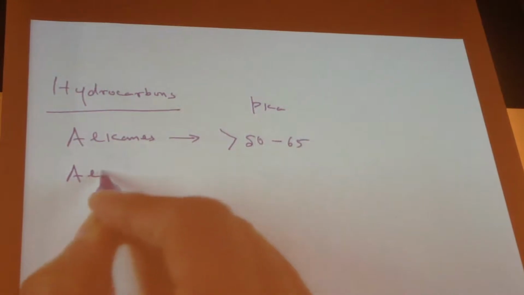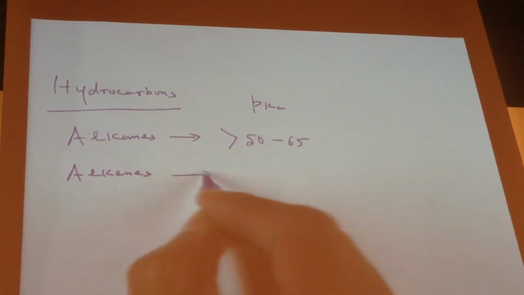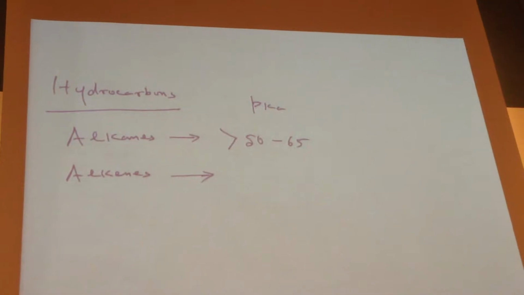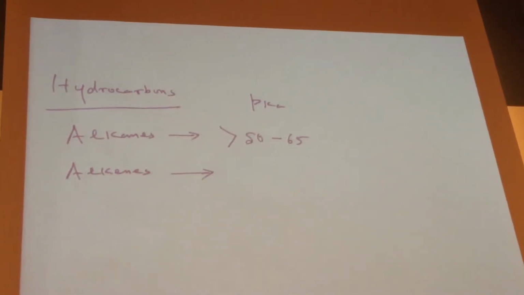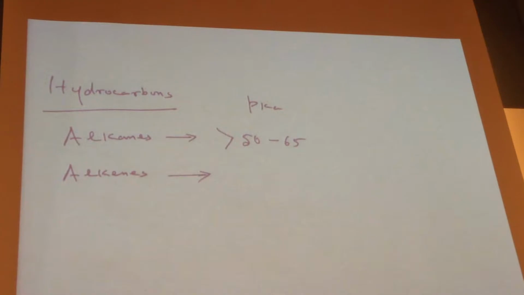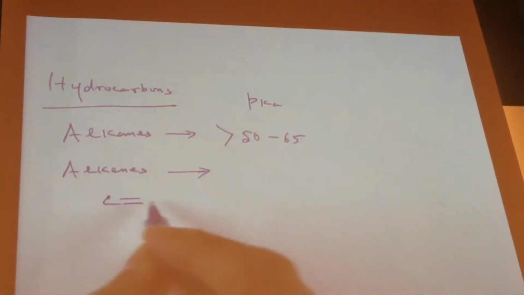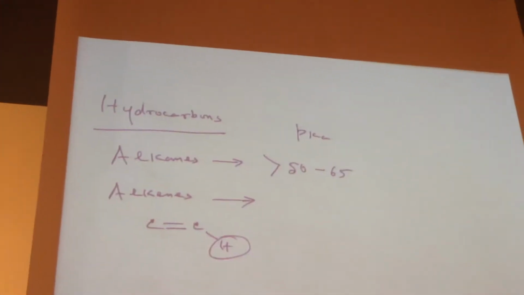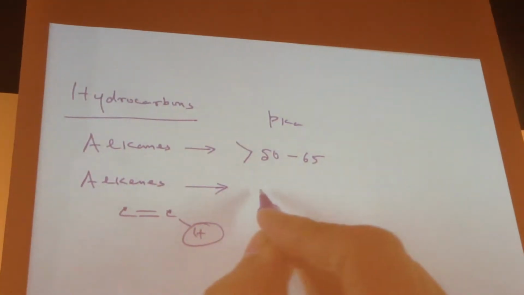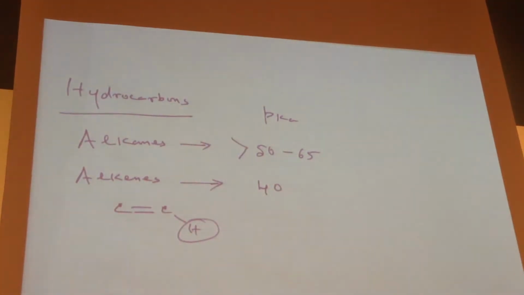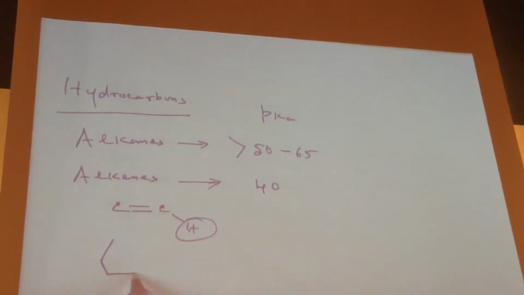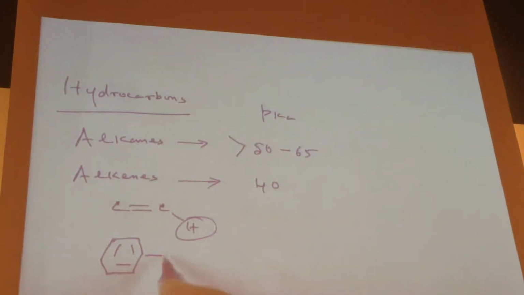Alkenes: the one that's relevant is when you have an sp2 carbon attached to hydrogen. The pK of this proton is somewhere in the 40s. And that is typical for other sp2 carbons. If you look at aromatic compounds like benzene, this hydrogen is also in the 40s.